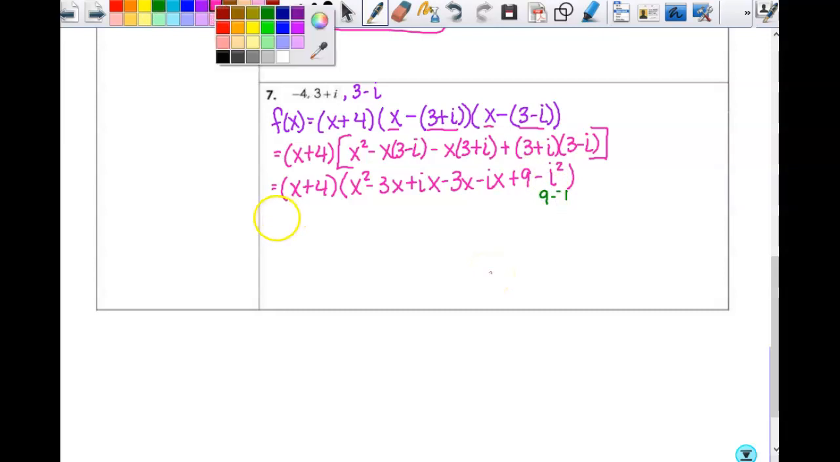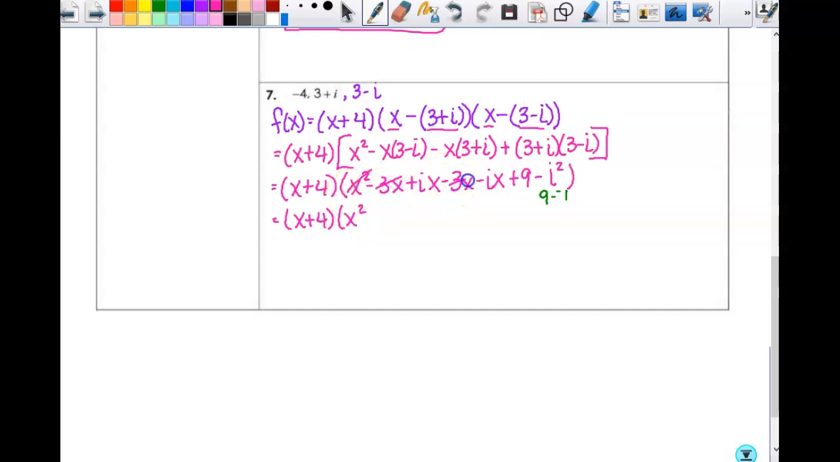All right, so then I still have this x plus 4. I'm going to clean this up some. The only x squared I have is this x squared. Then I have negative 3x and negative 3x. That's going to give me negative 6x. I have ix and negative ix. Those cancel out. And then this 9 minus i squared is really 9 minus a negative 1, which really gives me a positive 10. So now I'm here. Looks better. All the i's are not in there anymore.